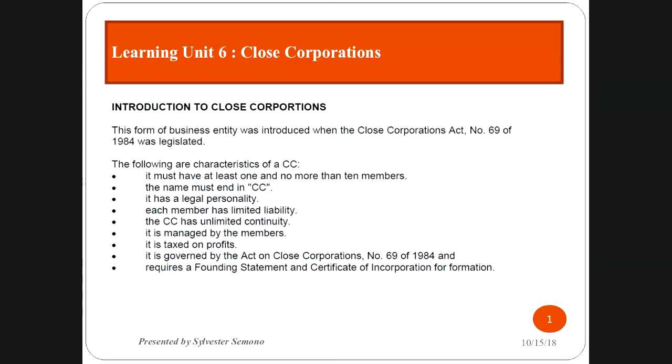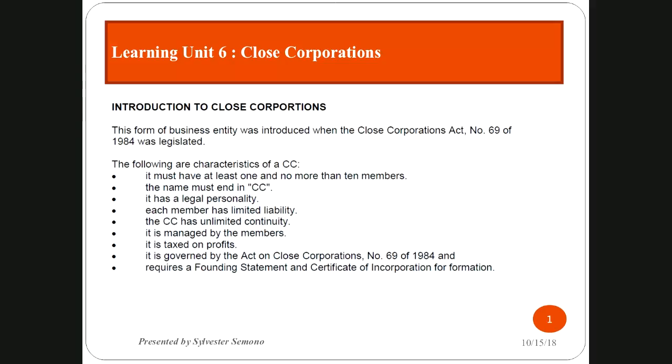Obviously, guys, under the close corporation, the owners are referred to as members. Remember, under partnership, they're referred to as partners. Under sole trader, owner. So we need to know how to classify those owners of the businesses.